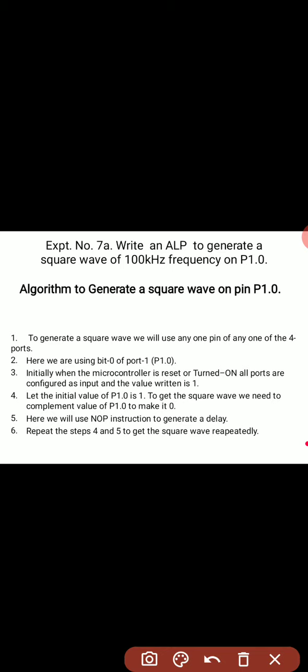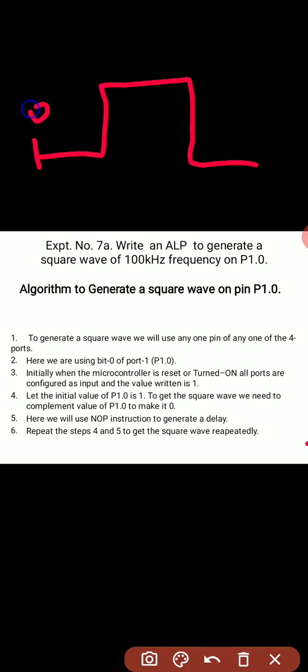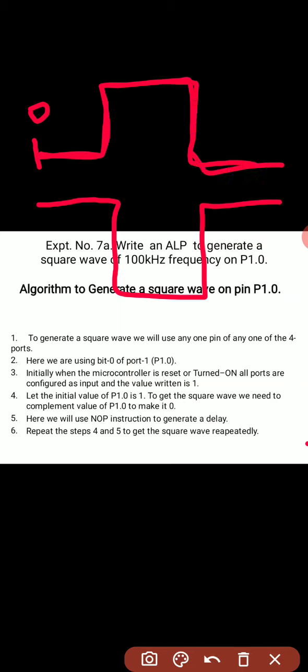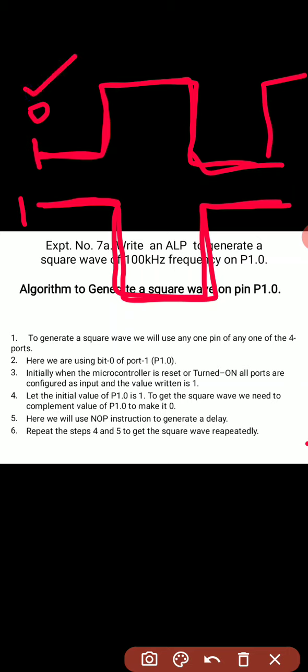Coming to the algorithm part, instead of calling it delay generation, we are calling it writing a program to generate a square wave. A square wave will look like this. Initially its value is either 0 or 1. If it is 0, your square wave will look like this, and if initially it has a value equal to 1, the square wave will look like this. It is the same repeated waveform. If initially it is 0, it should remain 0 for a certain amount of time to get this low level.